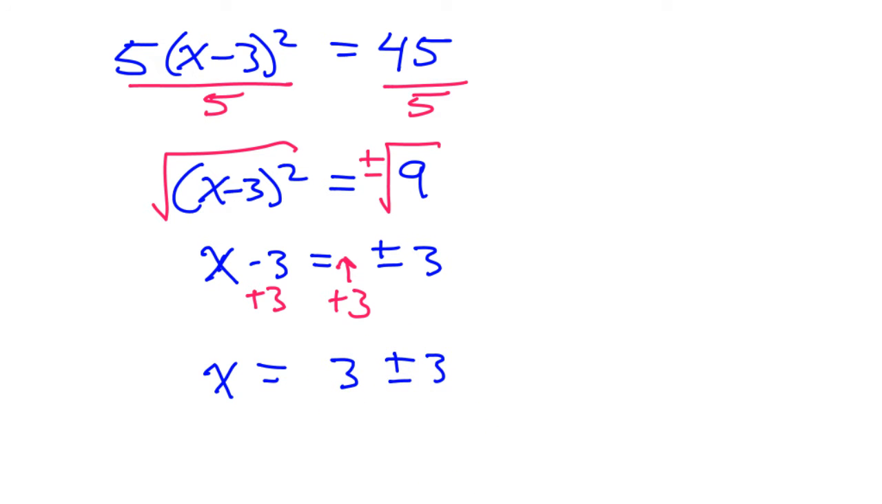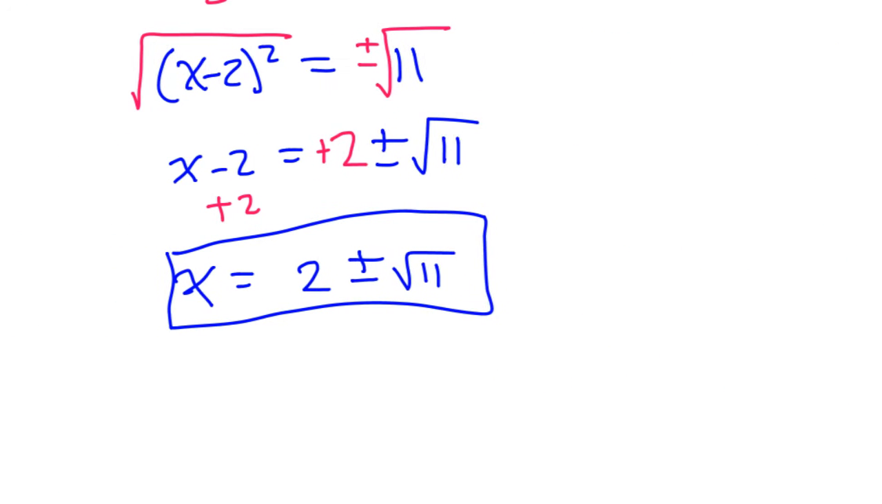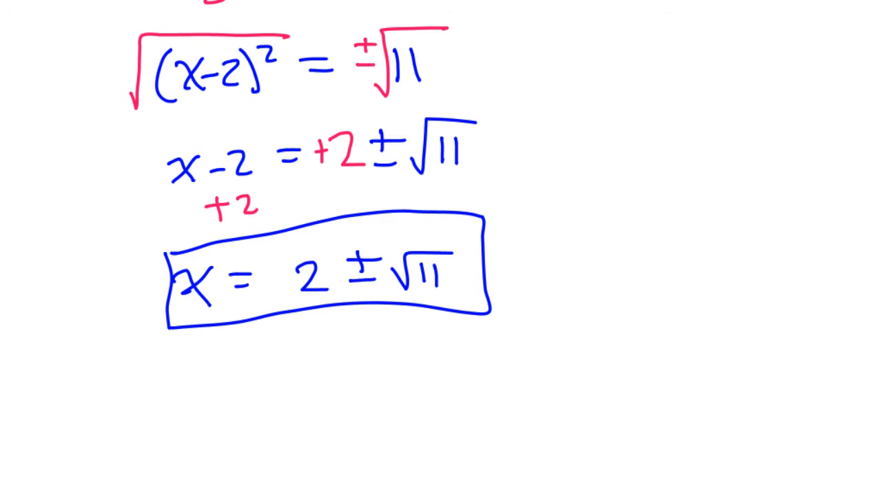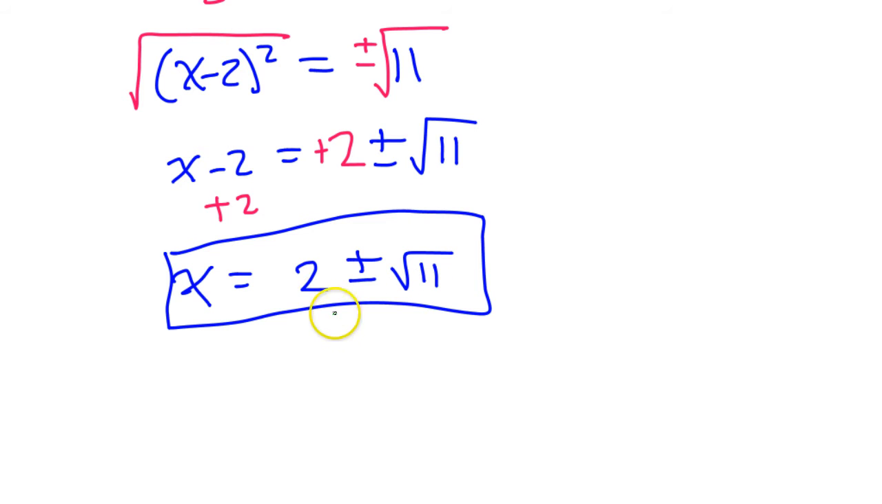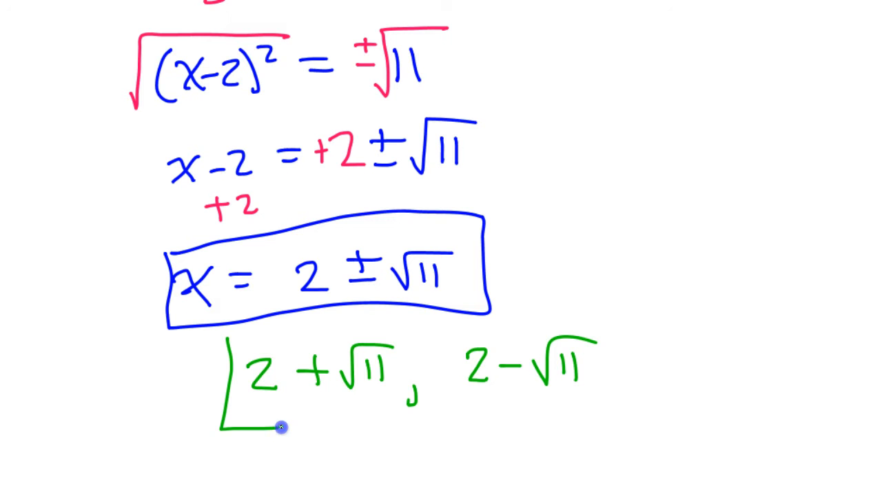Now, we will not stop here. When we did the previous problem and we got this, we just stopped. Okay, because understand that this means two things: 2 plus radical 11 and 2 minus radical 11. These are not like terms. They can't be put together. So that's why you just had to stop.